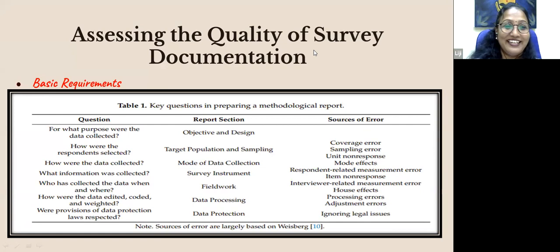I hope that's fine with everyone, that you all are following what I'm saying. I'm deliberately adding some stories because this is a very technical session, so it should not be very monotonous.